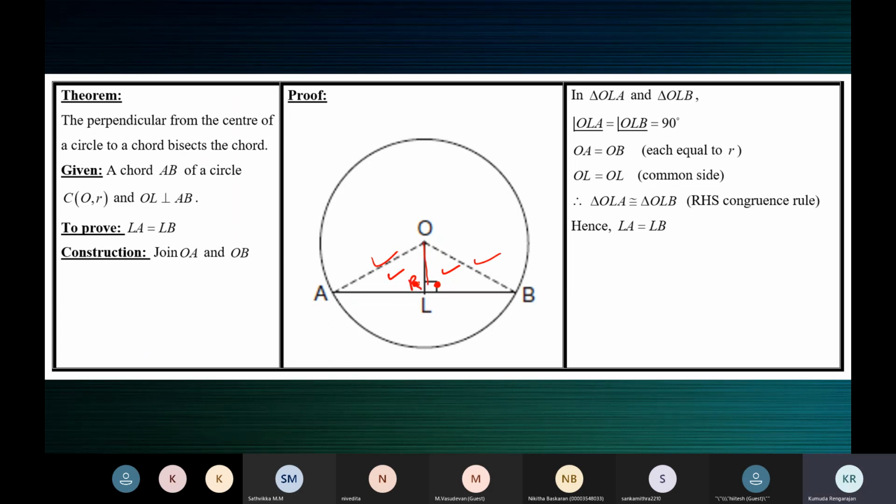So right angle, hypotenuse and common side, RHS. The two triangles are congruent. OLA is congruent to OLB. So by CPCTC, LA is equal to LB, which proves that the chord is bisected at L.